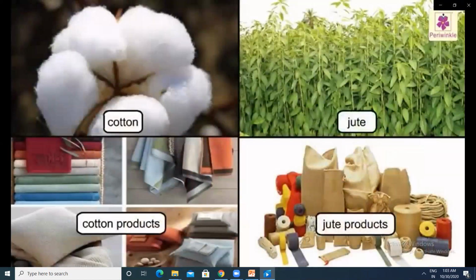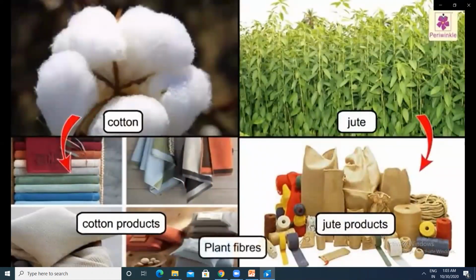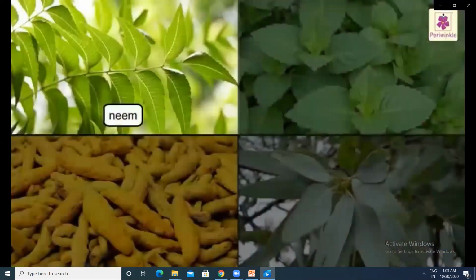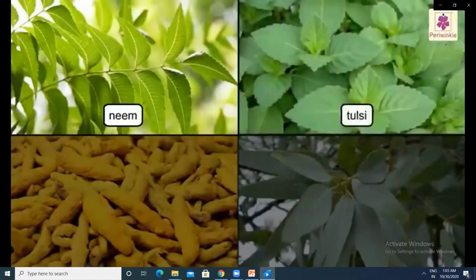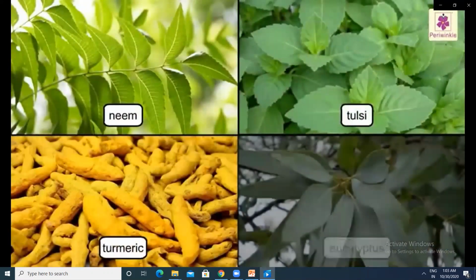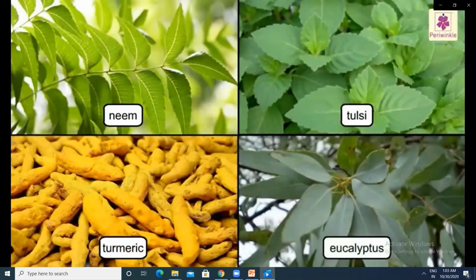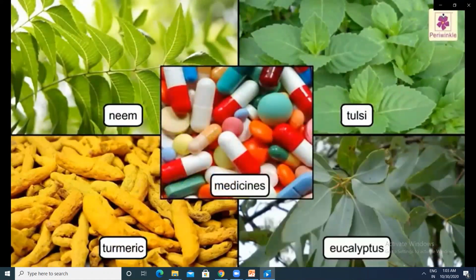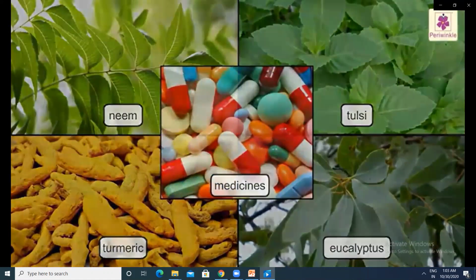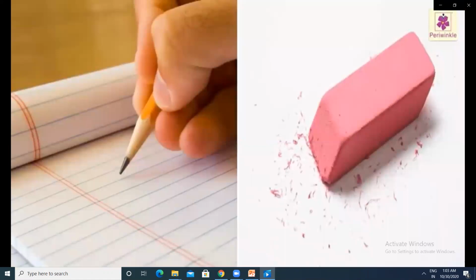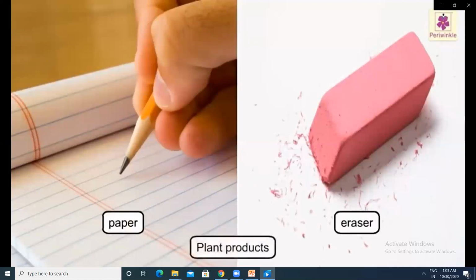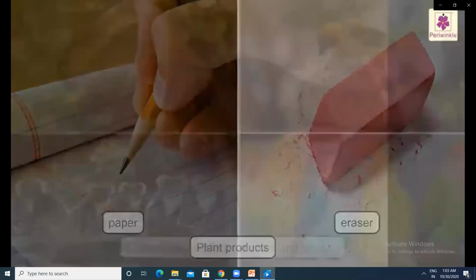From cotton we make cotton products, and from jute we make jute products. So these are plant fibers. Now neem, tulsi, turmeric and eucalyptus, they are all medicinal plants. We get medicines from them. Now from wood we make paper and eraser. Paper and eraser are both plant products.